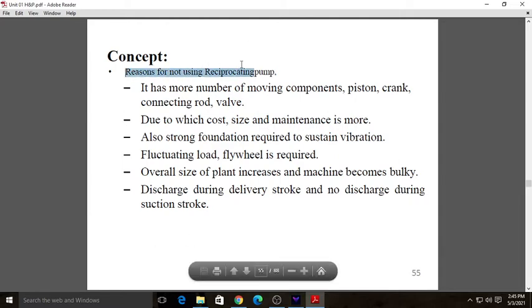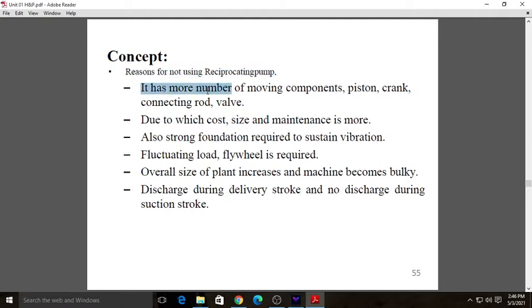Now normally we prefer the reciprocating pump over the rotary pump. This is because the reciprocating pump can produce high pressure. Here the reasons for not using the reciprocating pump are listed, because the reciprocating pump has more moving components such as piston, crank, connecting rod, etc.